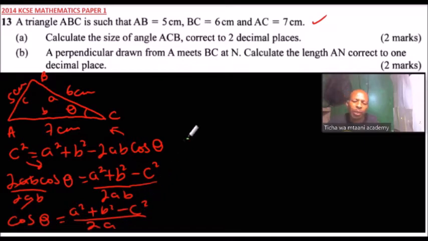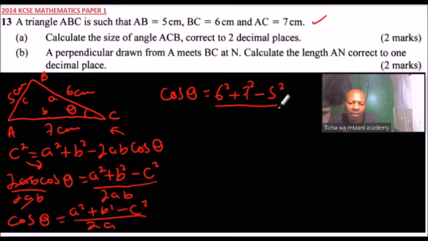Now all this we have, so we just substitute. So we have the cosine of theta is equal to our A is 6 squared, our B is 7 squared plus 7 squared minus our C is 5 squared. You divide by 2 multiplied by A. Our A is 6 and our B is 7.